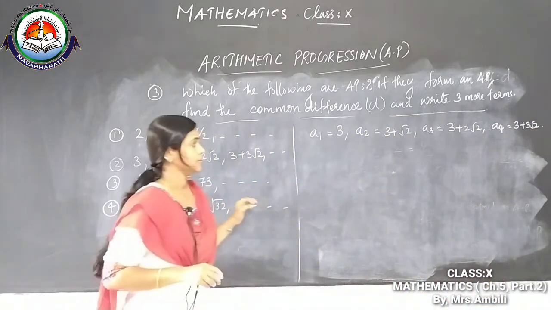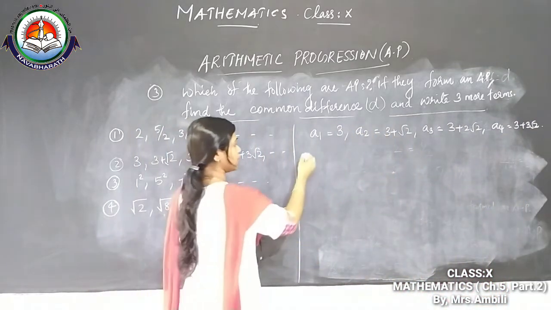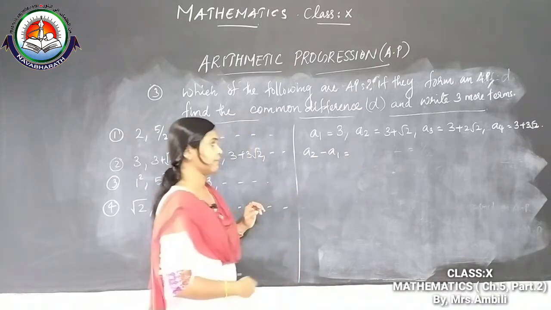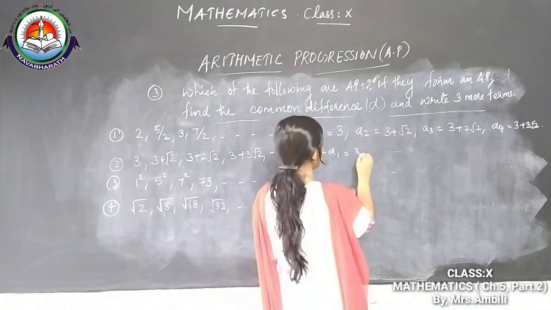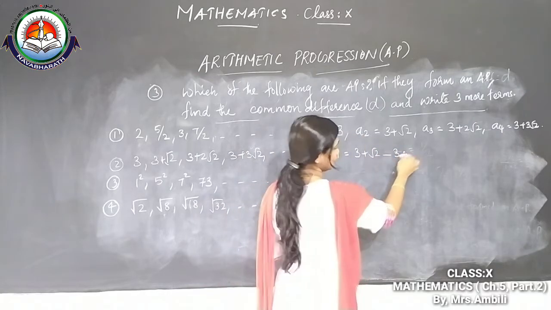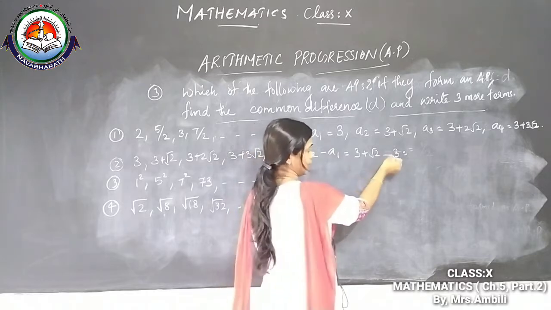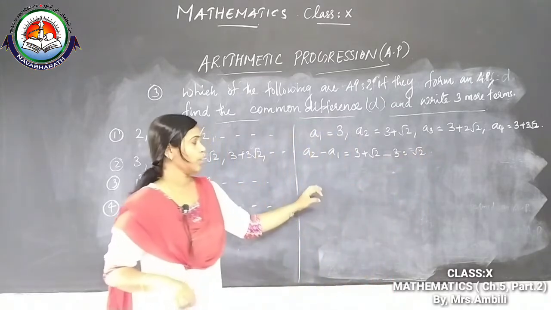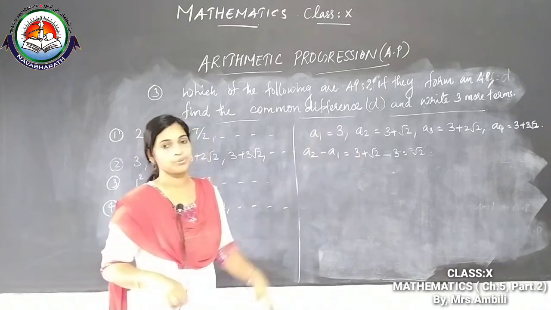Okay. What is first step? A2 minus A1. Tell me what is A2 minus A1? 3 plus root 2 minus 3. 3 minus 3, 0. What is remaining? Root 2. So, A2 minus A1 we got root 2.